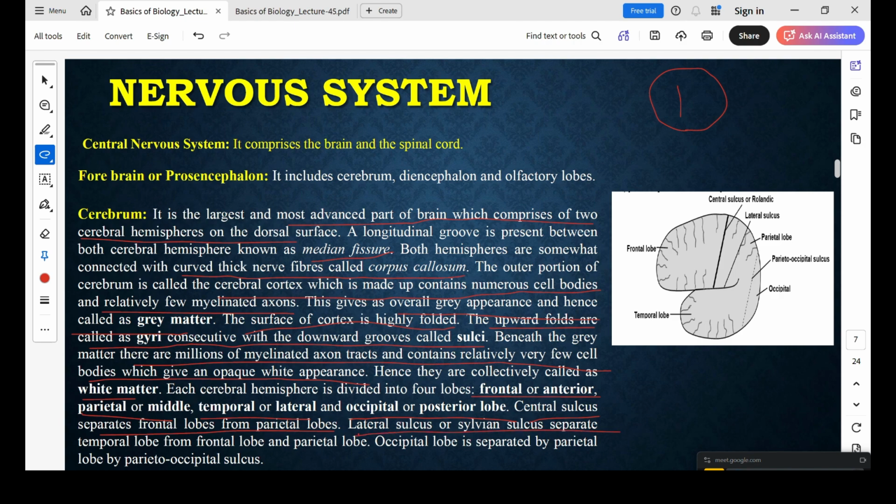The lateral sulcus or sylvian sulcus separates the temporal lobe from the frontal and parietal lobes. So the central sulcus separates the frontal and parietal lobe, and the lateral sulcus separates the temporal, frontal and parietal lobes. There is also a parieto-occipital sulcus that is responsible for separating the parietal and occipital lobes.